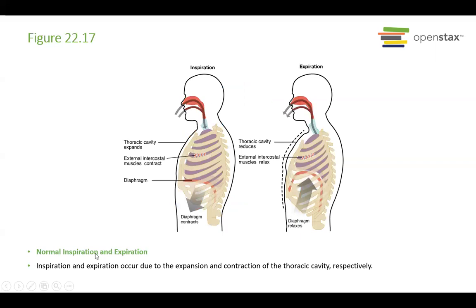So in inspiration, the intercostal muscles contract and pull out, making the volume inside my lungs bigger and the pressure less, and then the air is going to flow in. But look at what happened in expiration.